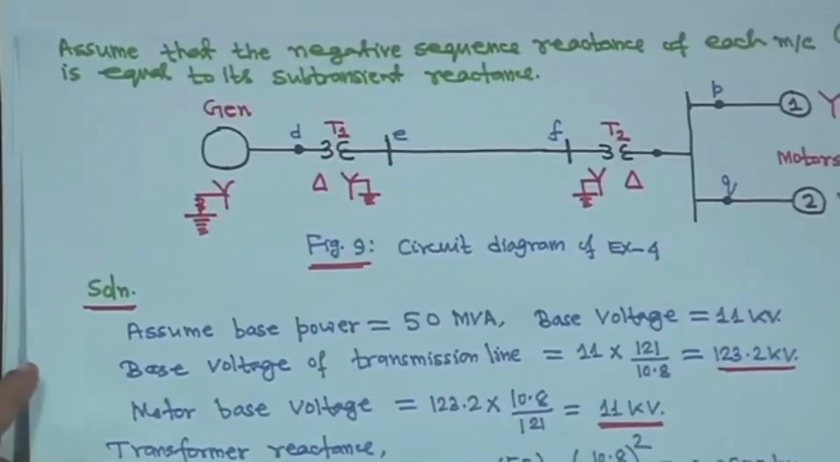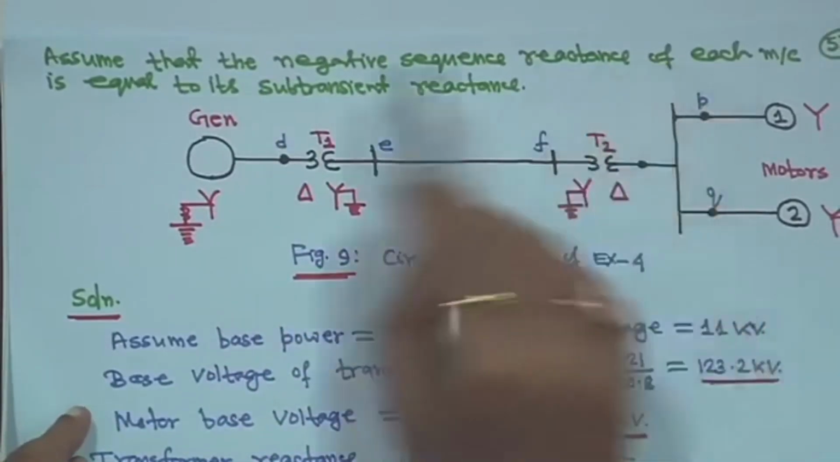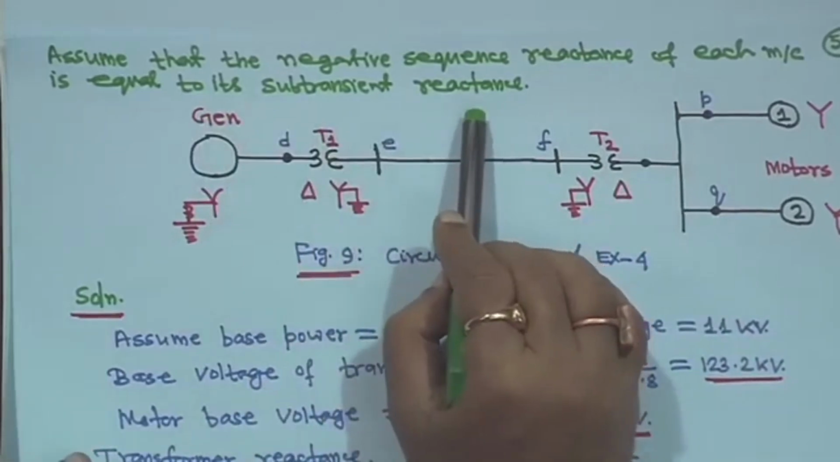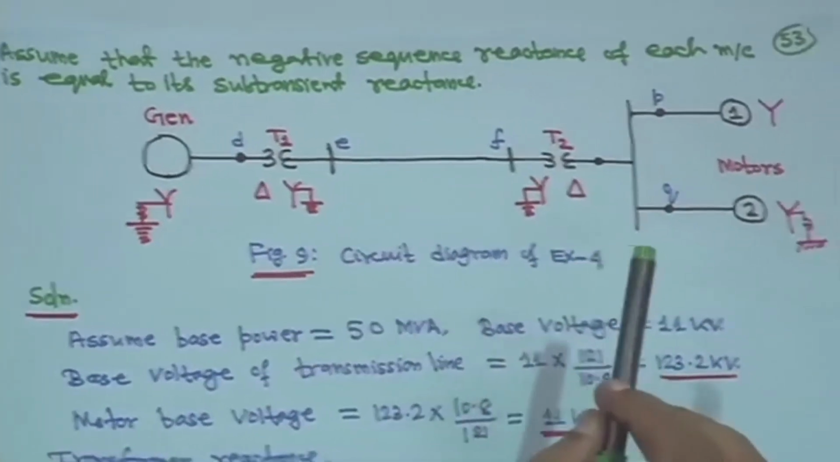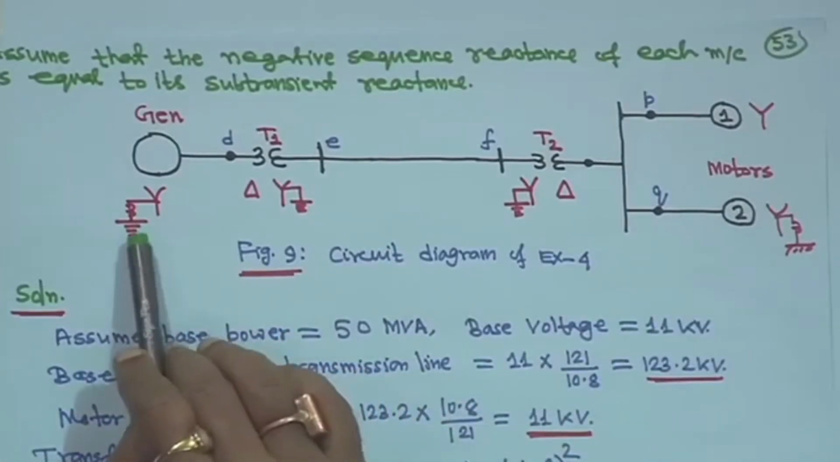So, this is actually some assumption, that the negative sequence reactance of each machine is equal to its half transient reactance, that is also given. So, this is the diagram. You have a generator, and the generator is actually grounded, star connected and grounded.